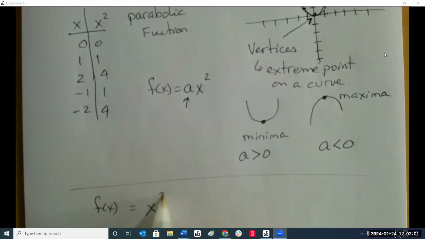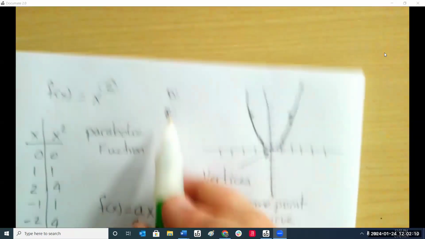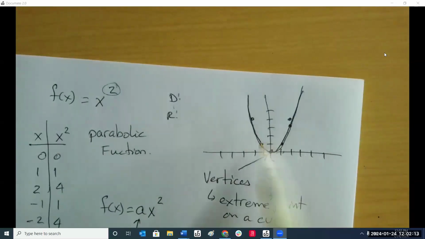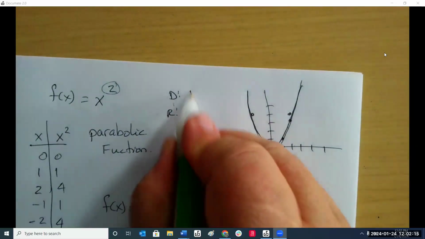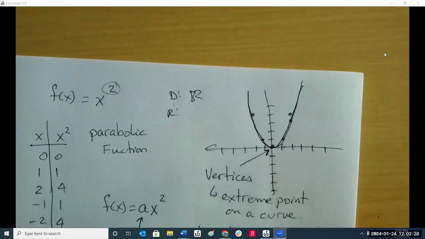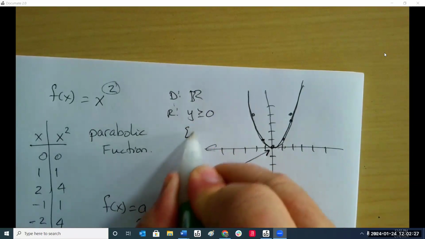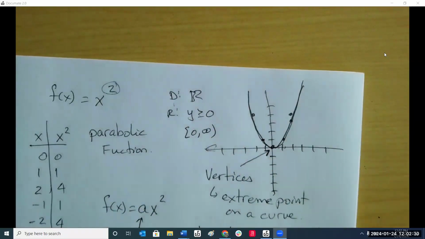How about the cubic function? Okay, so for this one, I'm sorry, we didn't say a domain. What's the domain of this one? All real numbers, because they could be negative, they could be positive, and 0. What's the range? Yeah, y is strictly greater than 0, or 0 to infinity. It has to be one side of the y-axis.